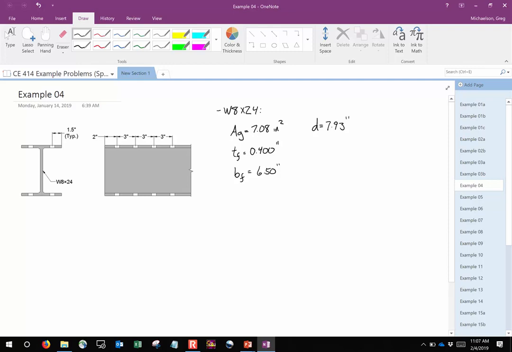Now, we're only going to need one of them, but I'm going to ask for both. I want somebody to tell me what Rx is, and somebody to tell me what Ry is. Let's start off with Rx. 3.42 inches. And what about Ry? Somebody else. 1.61.